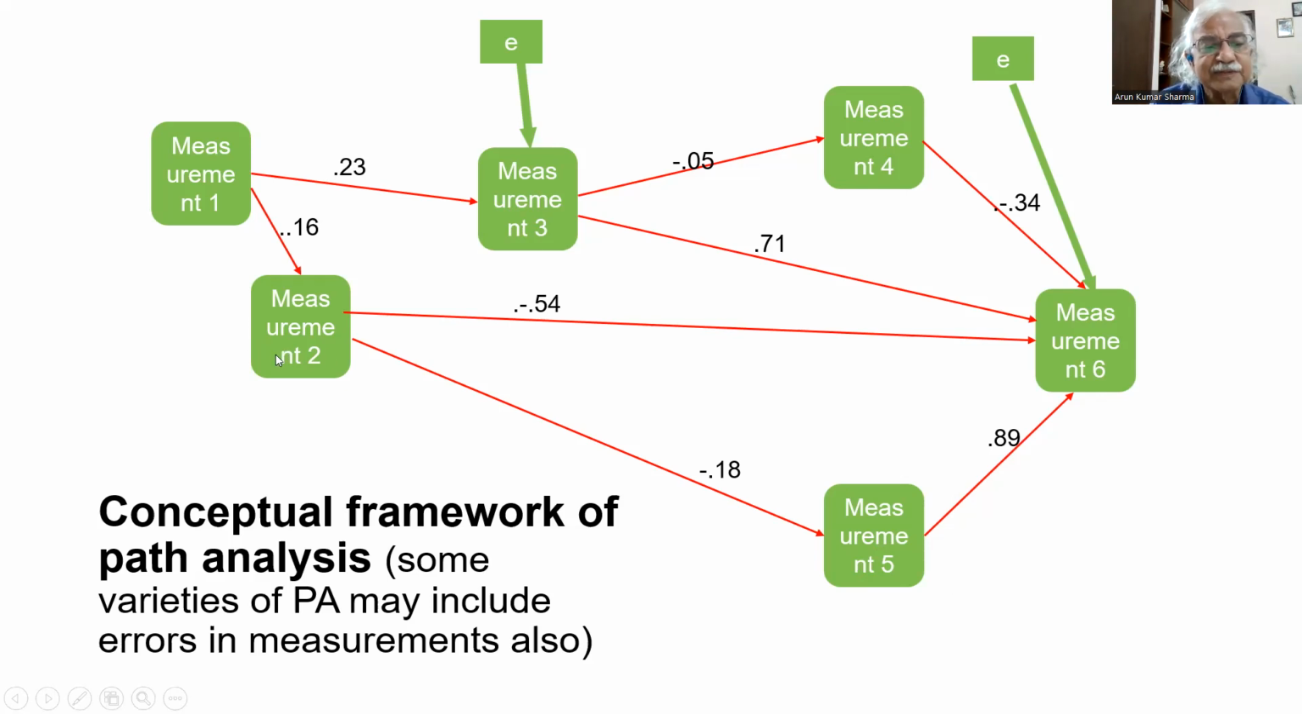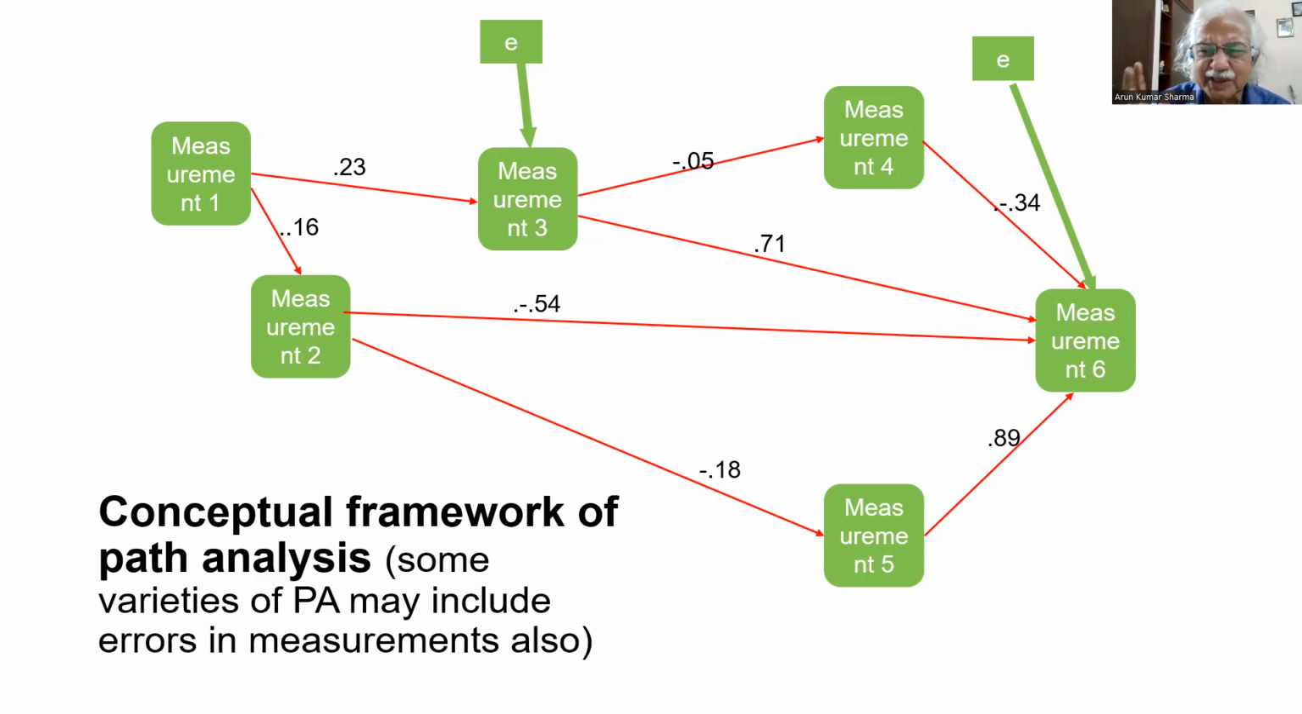All the variables which are influenced by other variables are called endogenous variables, and those variables which do not have a cause, which only have effects, they are called exogenous variables in the system. No variable as such is endogenous or exogenous. It depends on your conceptual framework.